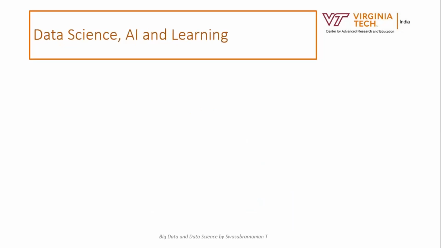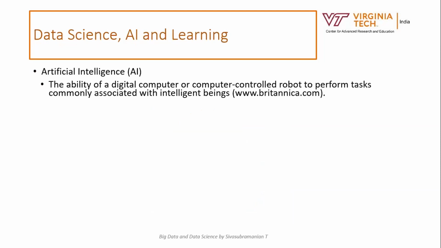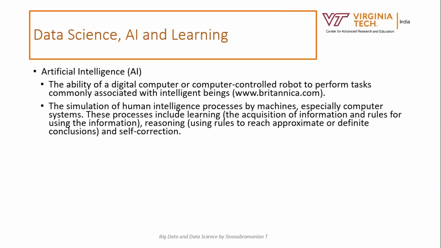Okay, what are the examples? Artificial intelligence, I'll talk about it briefly for a minute. It's the ability of a digital computer or computer-controlled robot to perform tasks commonly associated with intelligent beings, right? That's Britannica's way of defining it. And it's a simulation of human intelligence processes by machines, especially computer systems. That's another way of defining it.